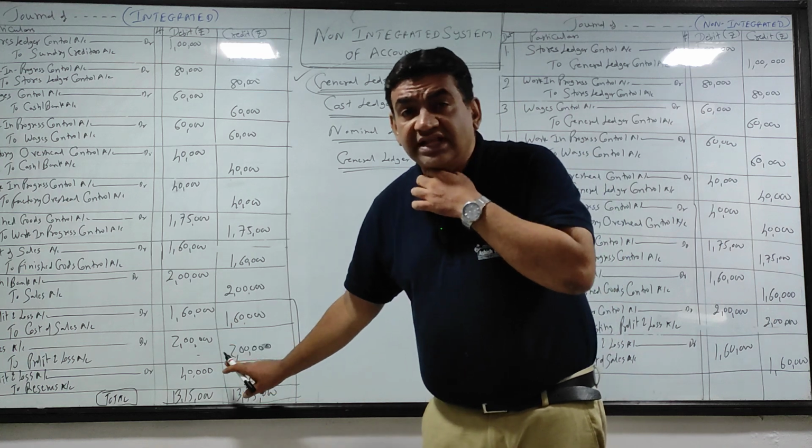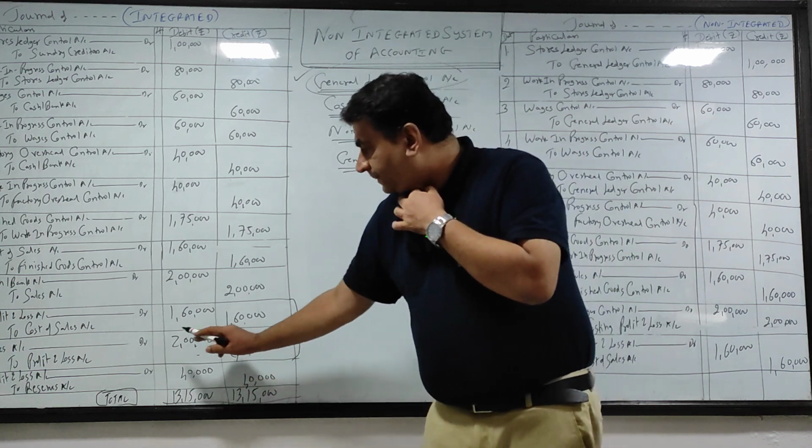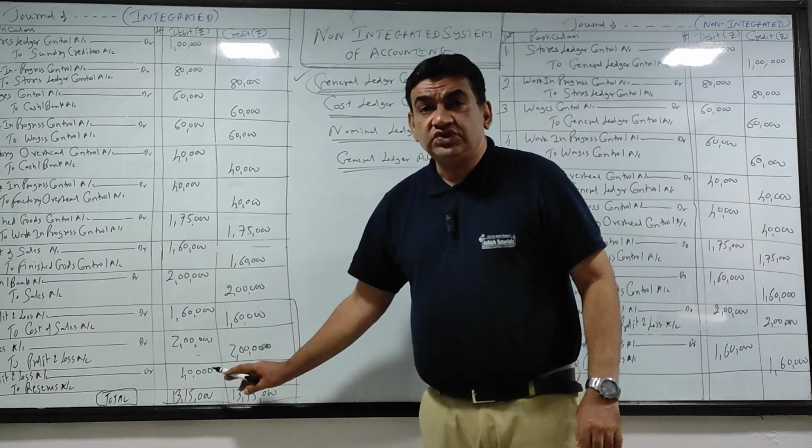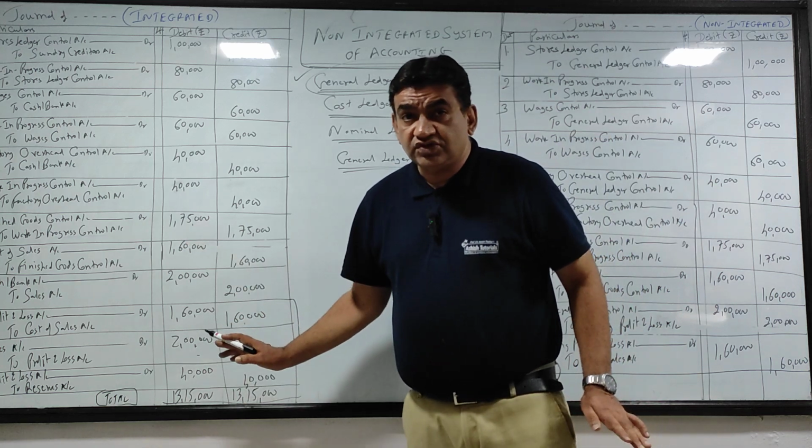These are the only two transactions connected with P&L. Credit of 2 lakhs, debit of 160. 2 lakh minus 160, you got 140. We have done it in regular lectures also.